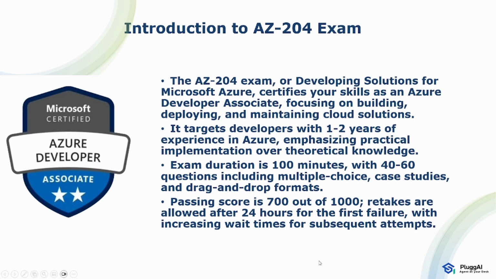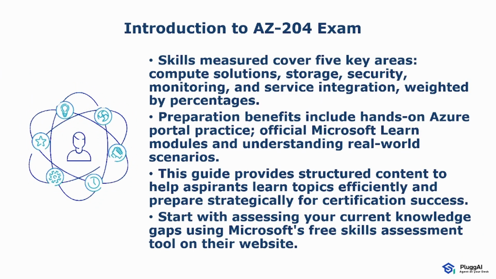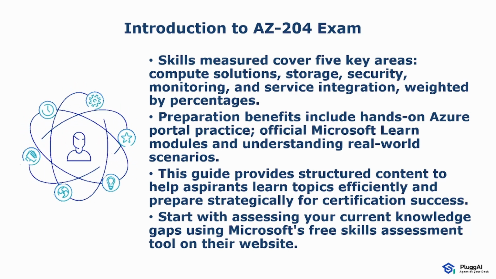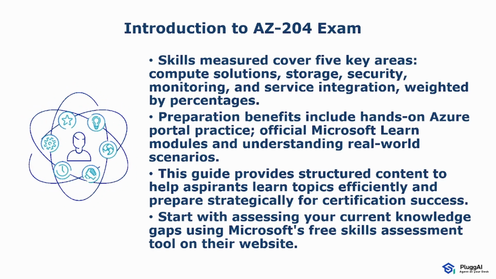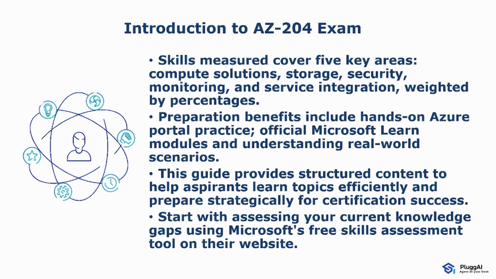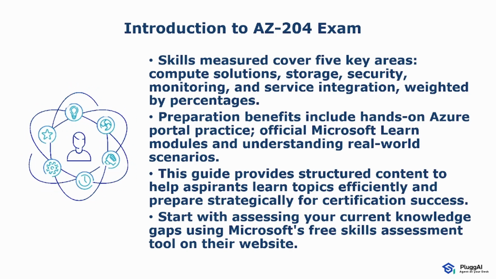The exam covers 5 main areas, and we'll dive deep into them later, but quickly. About 25 to 30% on compute solutions like app services and functions, 15 to 20% on storage, same for security, 10 to 15% on monitoring and troubleshooting, and 20 to 25% on connecting to services. Right now, as of December 2025, these weights are current, but heads up. The English version gets an update on January 14, 2026, so if you're taking it after that, check the latest study guide on Microsoft Learn.